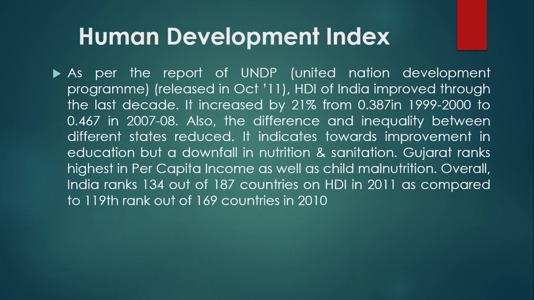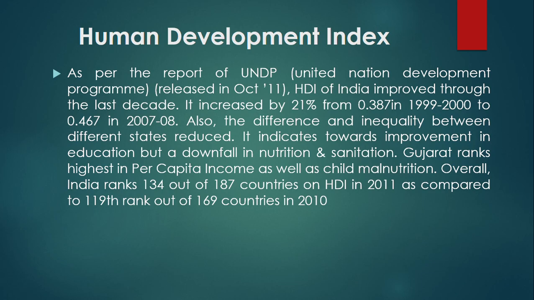As per the report of UNDP, that is United Nations Development Programme, released in October 2011, HDI of India improved through the last decade. It increased by 21% from 0.387 in 1990-2000 to 0.467 in 2007-2008. Also, the difference and inequality between different states reduced. It indicates improvement in education but a downfall in nutrition and sanitation.